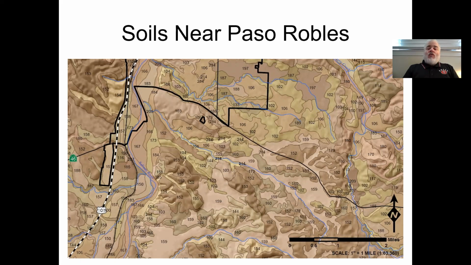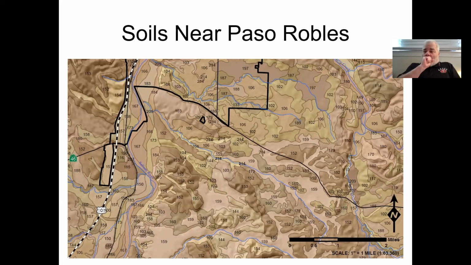And people have done sampling all over the country and created these soils maps. This is a segment of a map that's somewhere in the general Paso Robles area. So you can see Highway 46 and 101. Here's the intersection of those two. So if you're familiar with the Paso Robles area, you know roughly where we're talking about here. And all of these different colors and numbers represent a soil type.